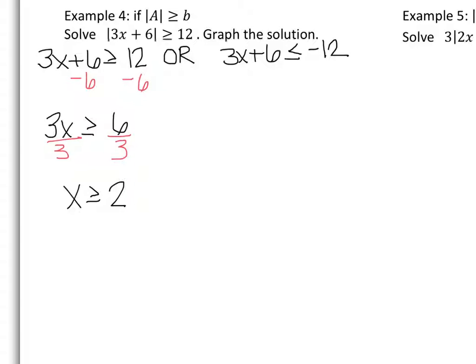Let's deal with the other one. The 6 again goes first. So we subtract it to the other side. This time 3x is less than negative 18. Divide by 3, divide by 3. Do we need to flip the sign? We just divided. Do we need to flip it? Oh, no. Why not? Because it's not negative. I tricked you.